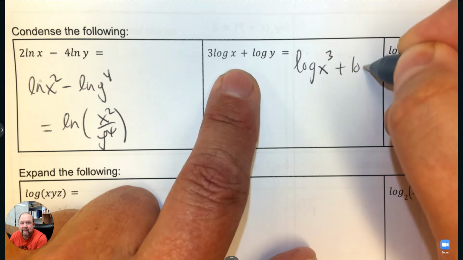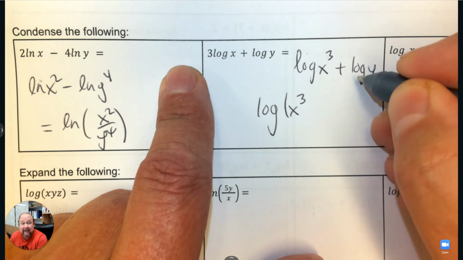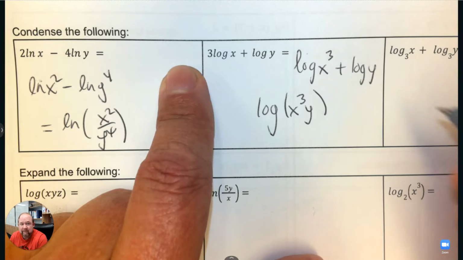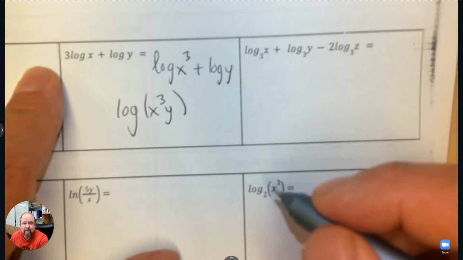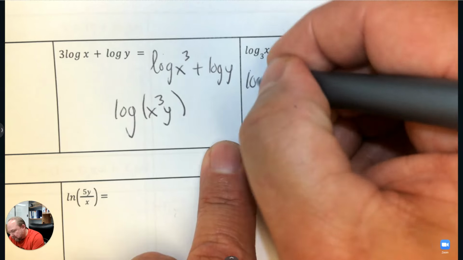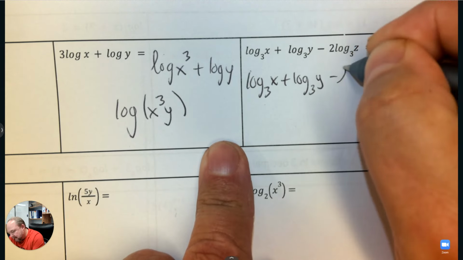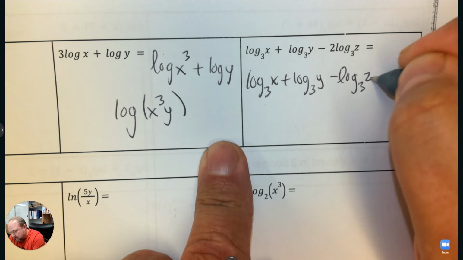That's the exponent. And then I see multiplying. So that means to bring them together. So I see adding, which means we're going to multiply to bring them together. So I see the two. So I'm going to take care of that first. So I'm going to copy. And then that's going to be z squared.